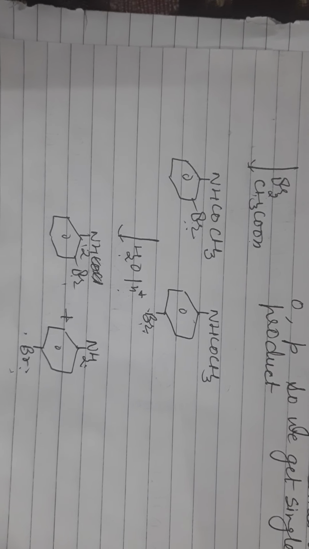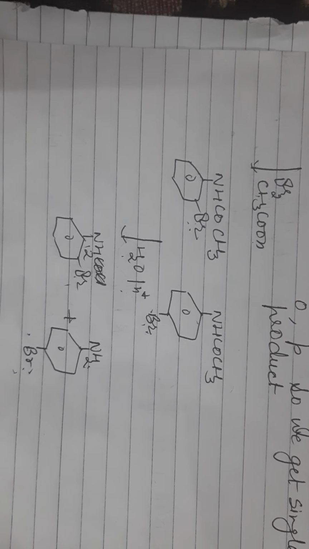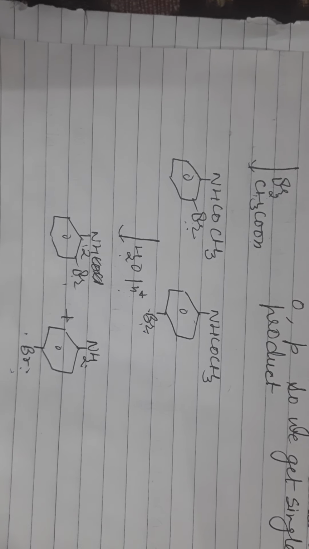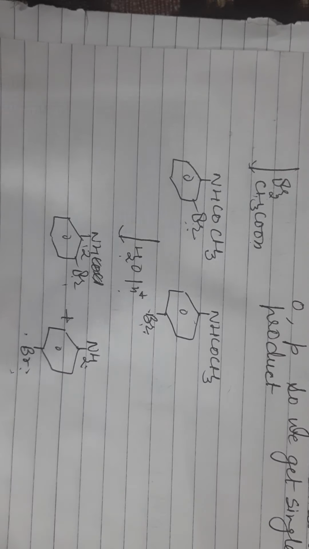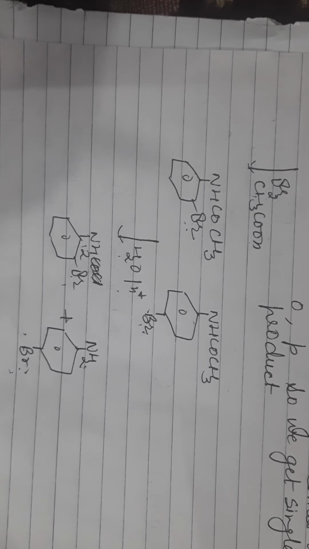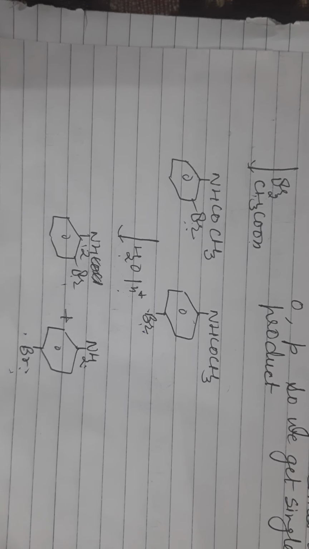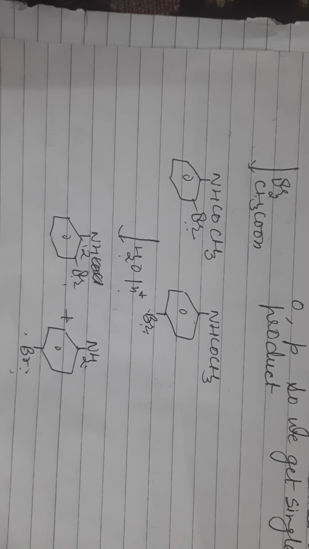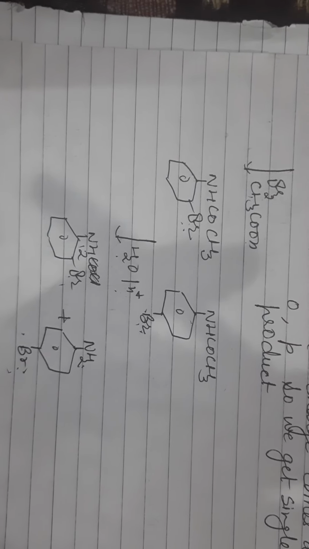When we do bromination in polar water solvent, we get the tribromo product. But if we want to get a single bromoaniline, then we have to do first acylation, then bromination, because the acyl group is an electron withdrawing group and it decreases the electron density on nitrogen. That's why less negative charge comes at the ortho and para positions.